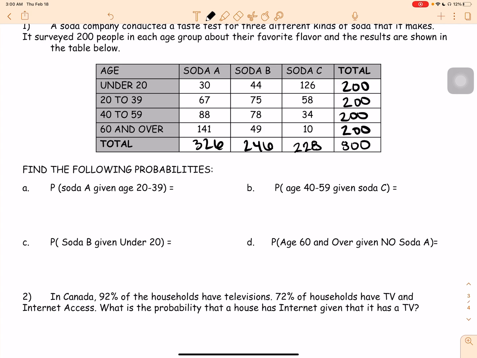Okay. So, soda A given 20 to 39. So, how many people like soda A and they're 20 to 39? So, it'd be right here. So it'd be 67 out of the total number of people who are aged 20 to 39. So this is all I really need you guys to set up for this one. You can definitely try out the decimals and percentages to practice, but I really just need the fractions, okay?